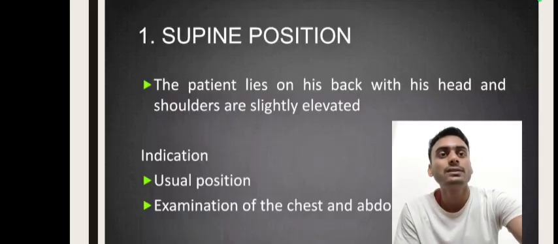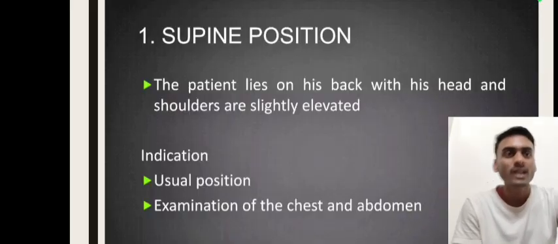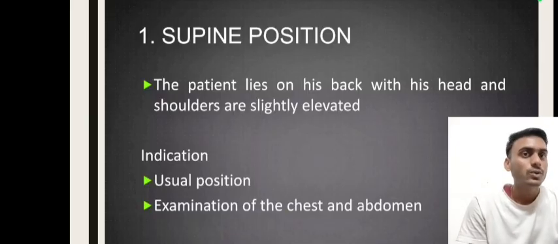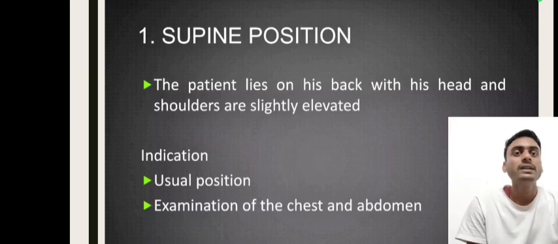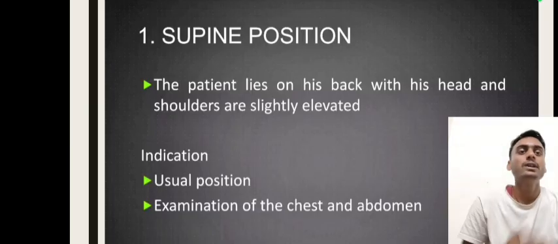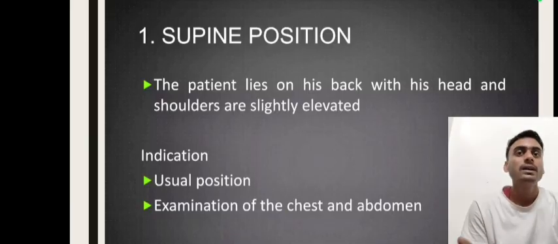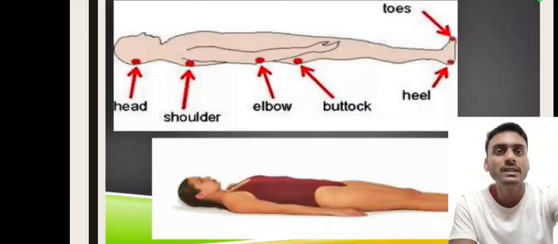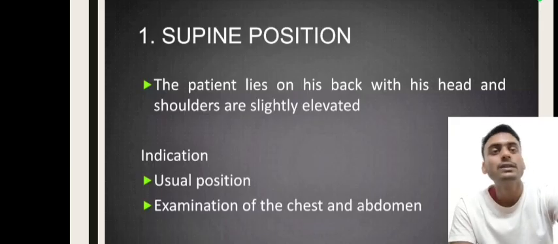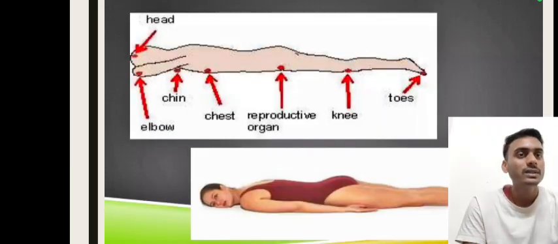So what is the supine position? The patient lies on his back with his head and shoulders slightly elevated. The indication is the usual position for examination of the chest and abdomen. If you are doing any surgery, or if you are assessing the chest or abdomen, most of the time you suggest the patient lie down in the supine position, right? I hope this is a very simple position you can easily understand. Now continue with the next position.